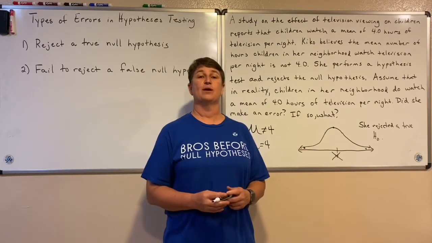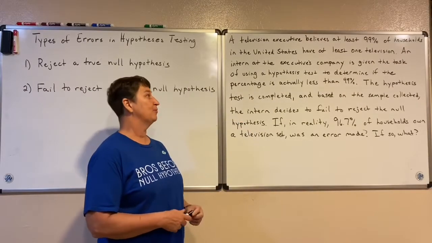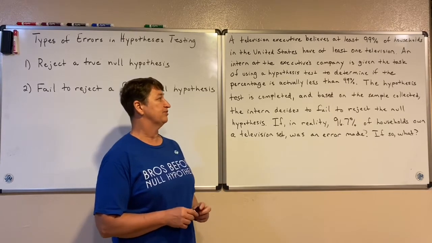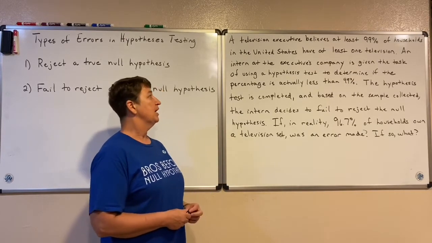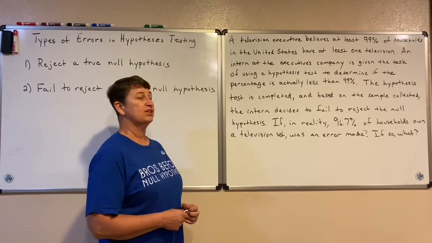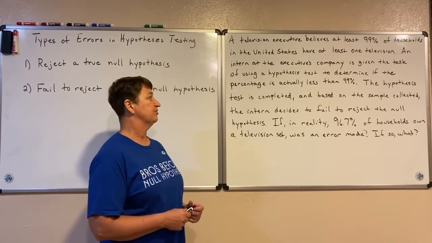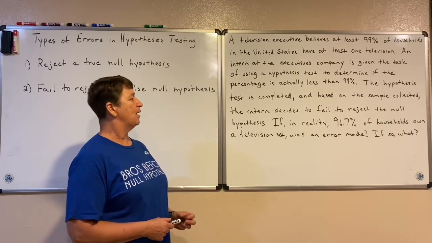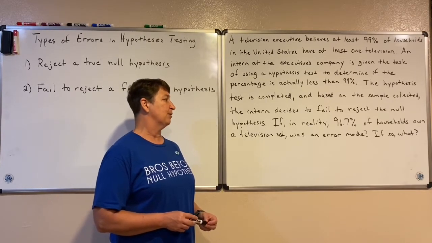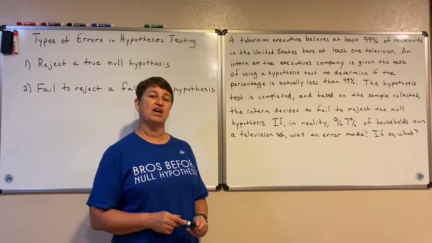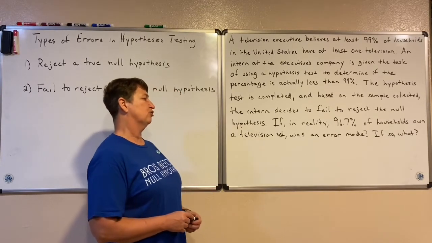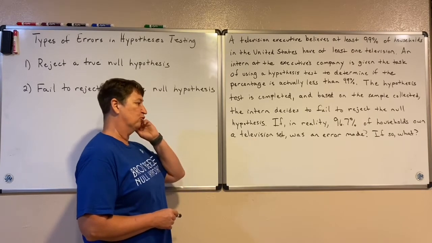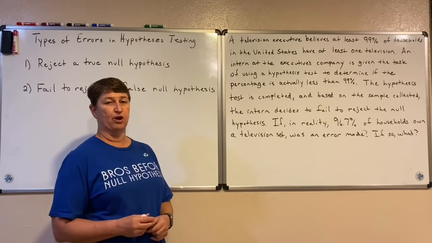Let's do one more example. So here's one last example. A television executive believes at least 99% of households in the United States have at least one television. An intern at the executive's company is given the task of using a hypothesis test to determine if the percentage is actually less than 99%. The hypothesis test is completed, and based on the sample collected, the intern decides to fail to reject the null hypothesis. If in reality 96.7% of households own a television set, was an error made?